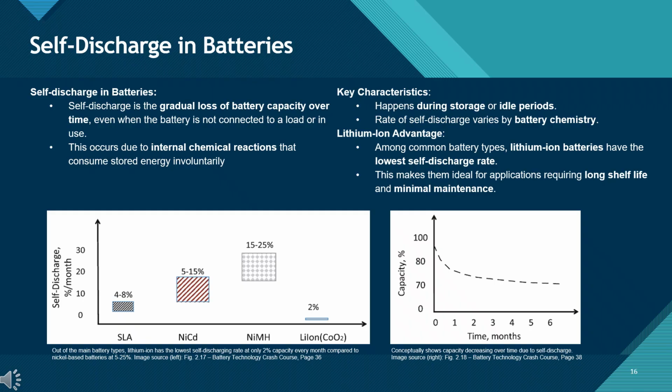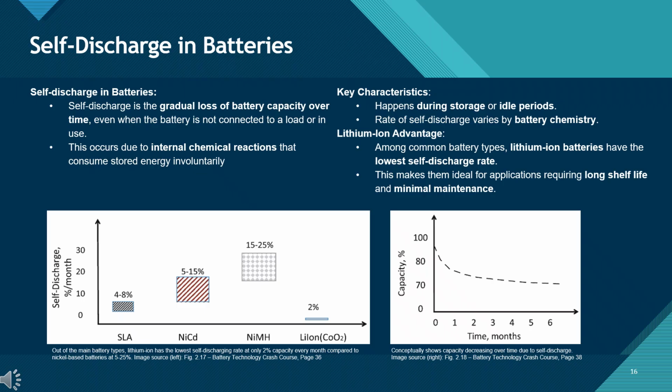Let's discuss one of the important phenomena in battery technology: self-discharge. Self-discharge refers to the gradual loss of battery capacity over time, even when the battery is not connected to any device or load. This occurs due to internal chemical reactions that naturally take place within the battery, consuming stored energy without any external use. This means that even if you store a fully charged battery on a shelf, it will not remain fully charged indefinitely. Over time, its voltage and capacity will decrease, which can impact performance, particularly in applications where long-term storage is crucial.